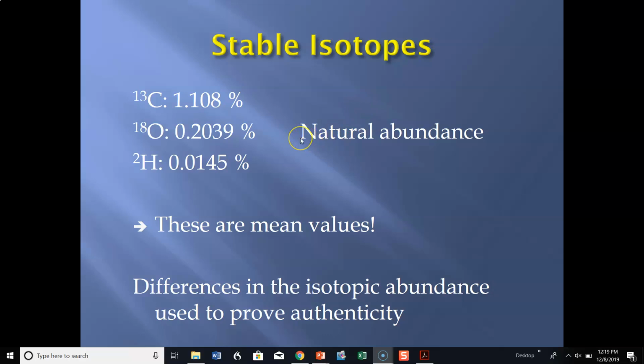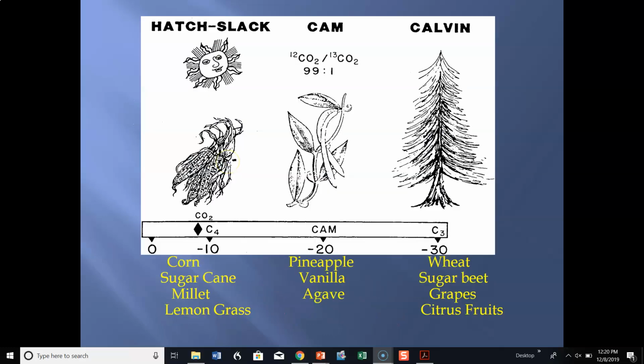Stable isotopes. Well, nature has a certain amount of carbon-13, oxygen-18, deuterium of mass 2. So normally, of course, we find C12, O16, and hydrogen mass 1, but nature provides some other of these isotopes, and they can be used to look for authenticity.